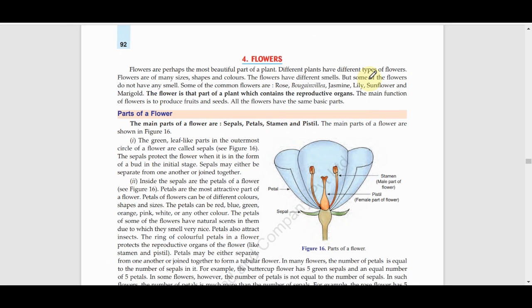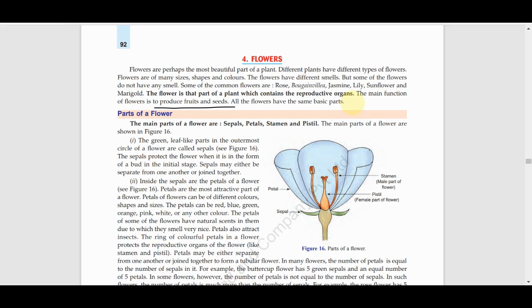Flower. We know the flower is the most beautiful part of the plant because it is generally found in different colors. It may be red, blue, green. Different plants have different types of flowers, with different sizes, shapes, and colors. And some flowers have a smell. We have to remember that the flower is the part of the plant which contains the reproductive organs. The main function of the flower is to produce the fruit and the seeds.